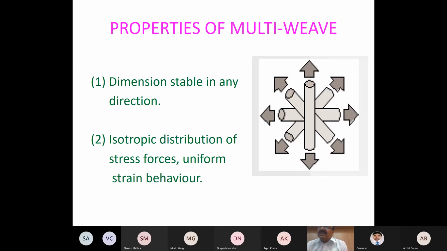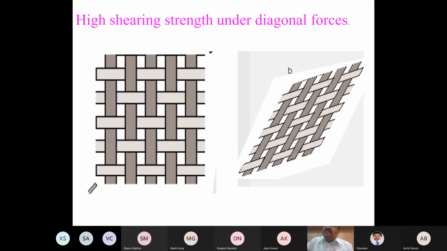The yarn does not slip at the crossover points. And second one, isotropic structure, because it's not that you get properties only in the warp or weft direction, you will get the fabric property in all directions. Because of these two specialties, compared to conventional woven structures, this fabric has different properties and applications.